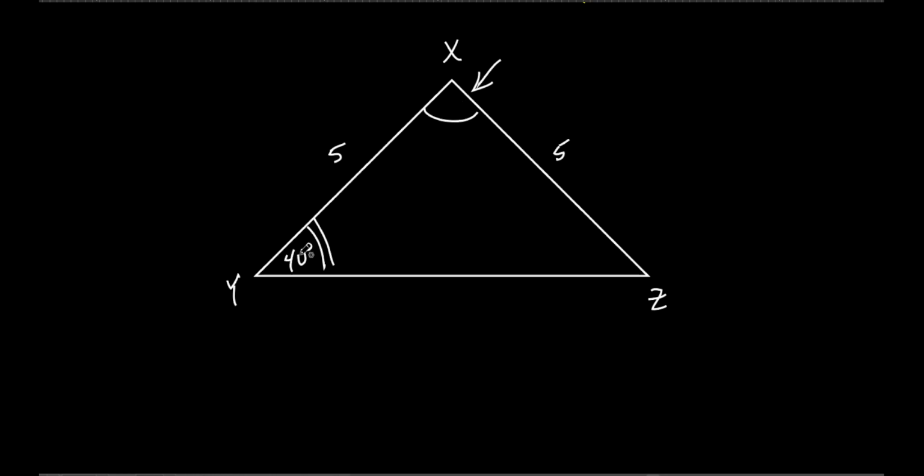But I do know that this angle and this angle are equal to each other. Why? Because the two sides are equal, okay? If the two sides are equal, then the two opposite angles are equal. So that must mean this is 40 right here.